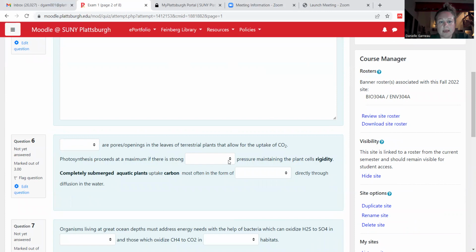Photosynthesis proceeds at a maximum if there is strong blank pressure that maintains the cell's rigidity. So we're talking about something that's going to make that plant stiff. And when we look down our list here, we've got Coriolis effect, which deals with wind. We've got El Nino, which we know is that cyclical, periodic climate shift where we can have drought, and then extreme precipitation in one area.